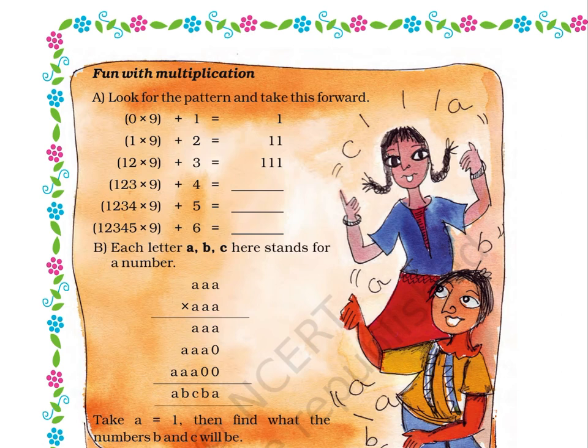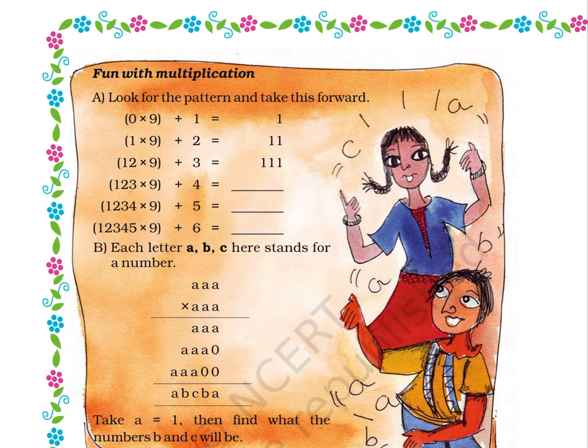123 multiplied by 9 plus 4 is equal to dash. 1234 multiplied by 9 plus 5 is equal to dash. 12,345 multiplied by 9 plus 6 is equal to dash. B. Each letter A, B, C here stands for a number.